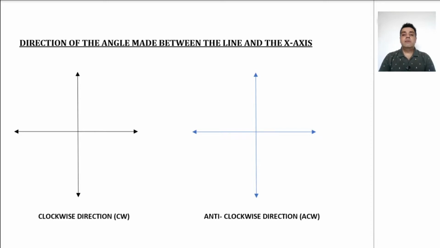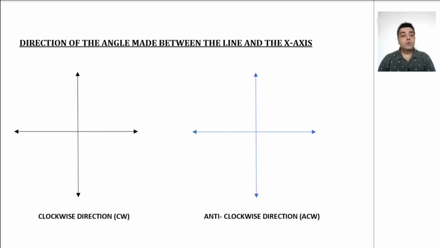In this session, we'll be talking about how a line can make an angle, an acute angle, or an obtuse angle, or a reflex angle with the positive direction of the x-axis or the negative direction of the x-axis. While doing so, you will see that this discussion can be closely associated both with coordinate geometry and trigonometry as well. So let's start.